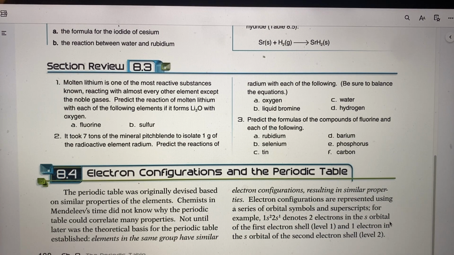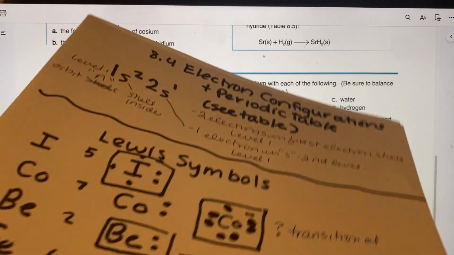So in fact, let me see if I can put this up here really quick. I have a hard time putting these up here. Let's put it up here.